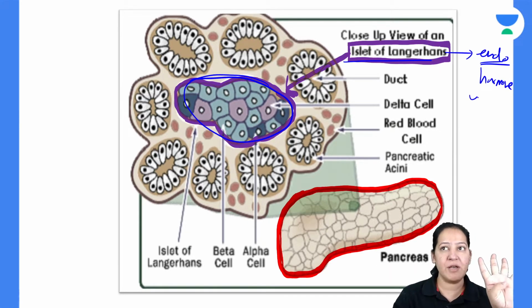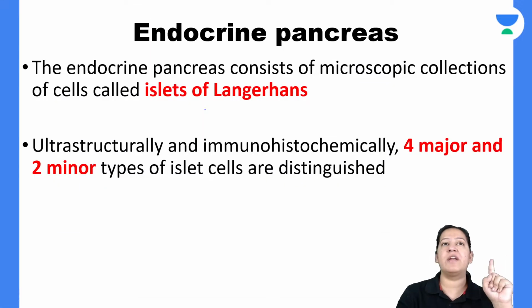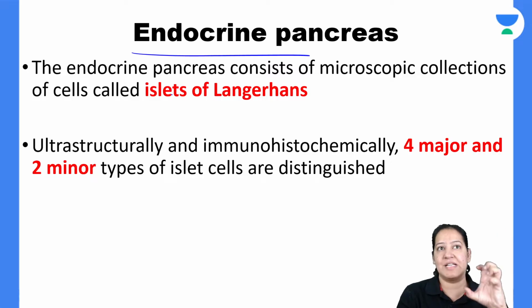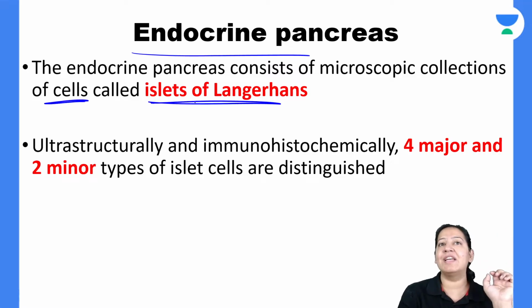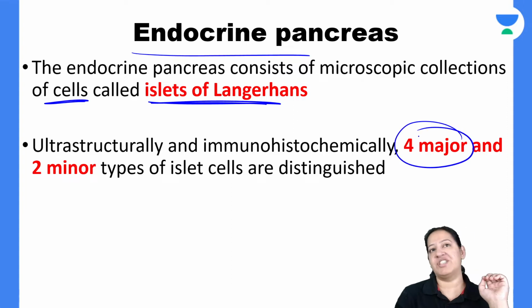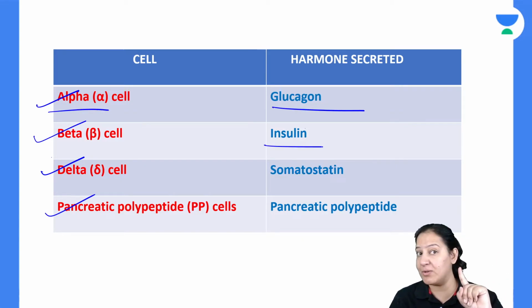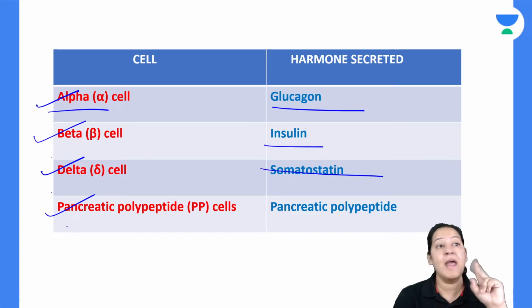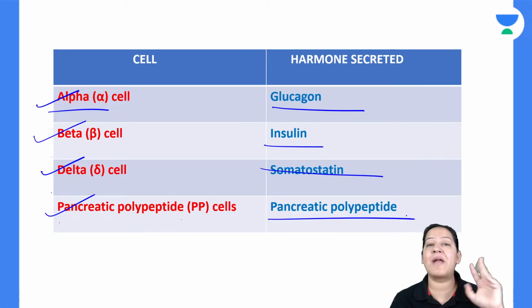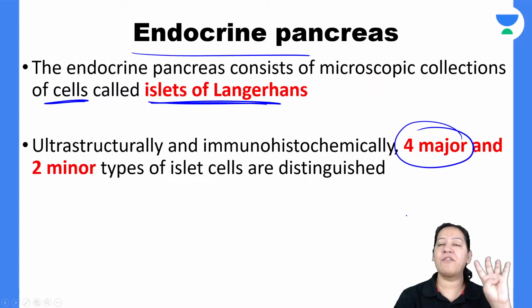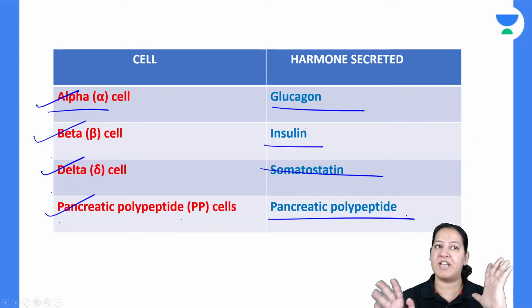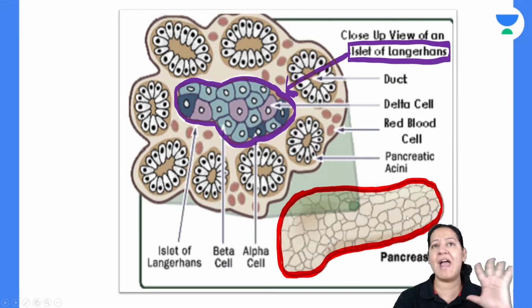Now there are four types of cells which secrete four different types of hormones in the endocrine part. The collection of cells is known as the Islet of Langerhans. The four major cells are alpha cell, beta cell, delta cell, and pancreatic polypeptide cell. Alpha cells secrete glucagon, beta cells secrete insulin, delta cells secrete somatostatin, and pancreatic polypeptide cells secrete pancreatic polypeptide. Have you got it? So there are four types of cells secreting four different types of hormones. That is about the endocrine part.